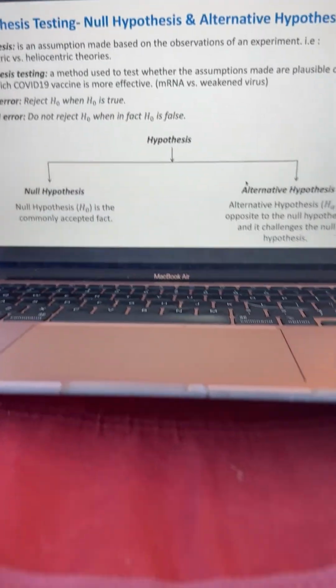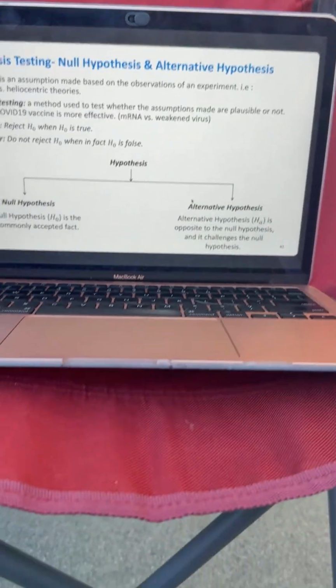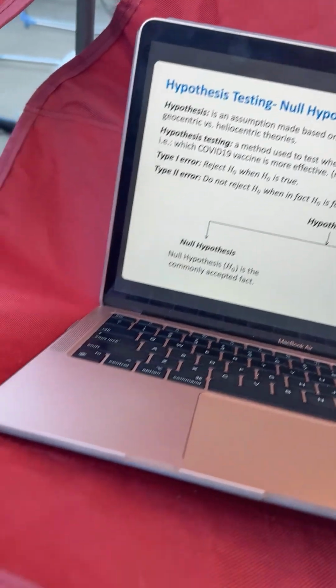So the null hypothesis is the commonly accepted fact. The alternative hypothesis is the opposite of the null hypothesis, and it challenges the null hypothesis.